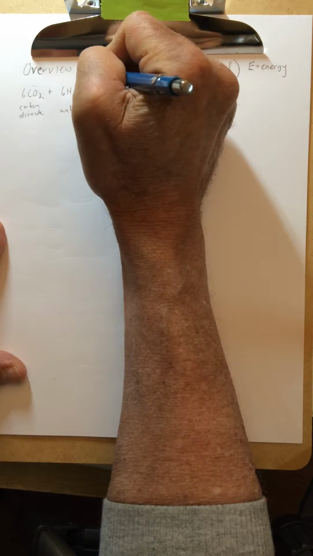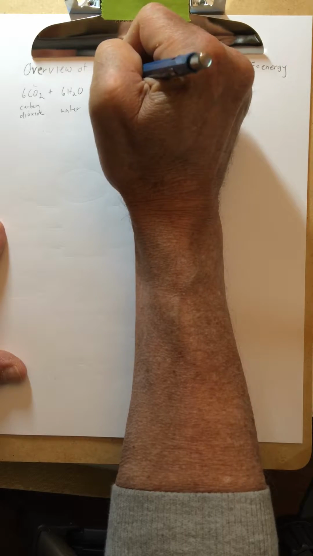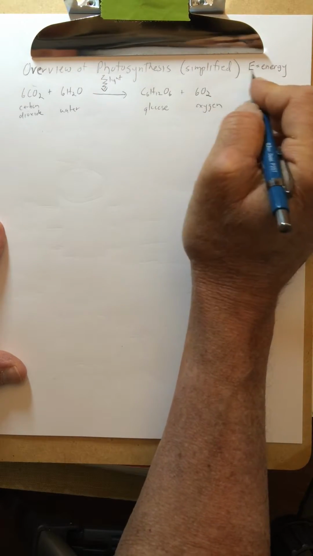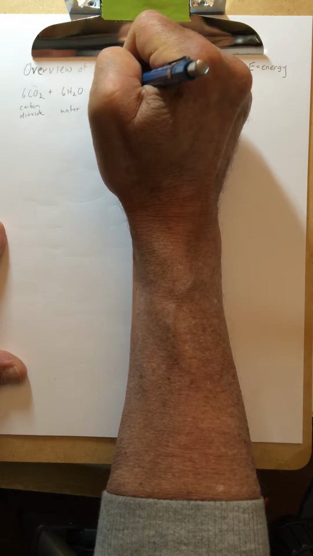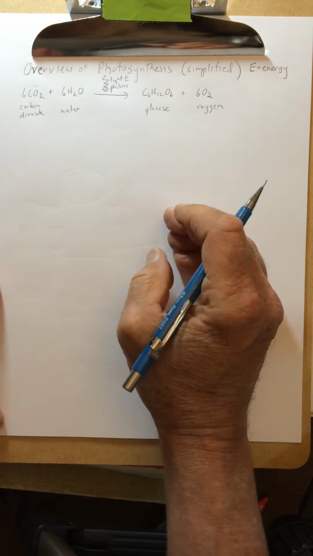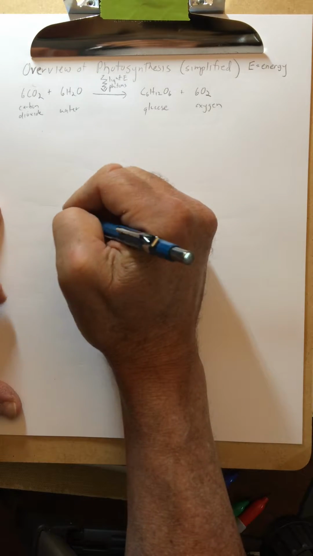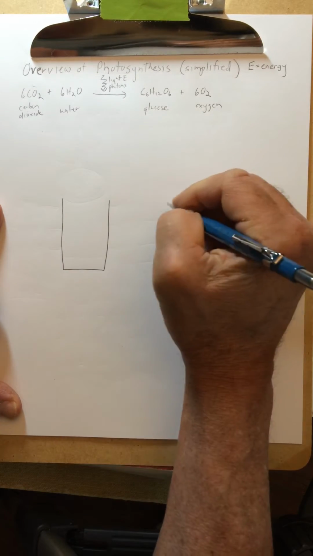And this process is powered by sunlight, so we're going to call that light energy. And notice I'm going to abbreviate energy throughout here with just a big E. So light energy, and that comes in the form of photons. Photons are the particle characteristic of light energy. So I'm going to present this as a two-step process.